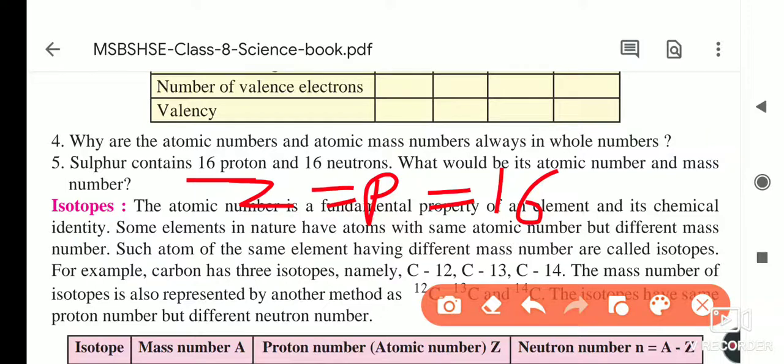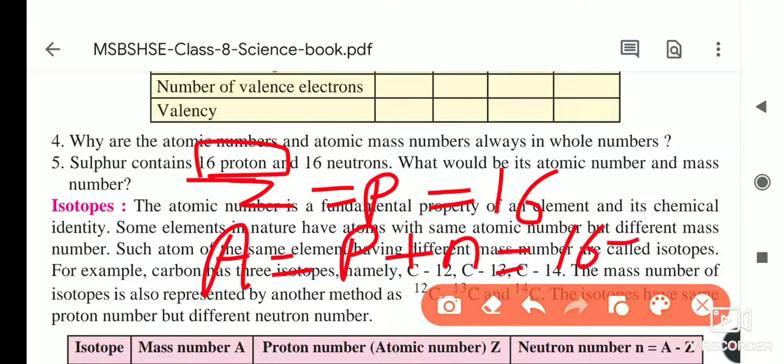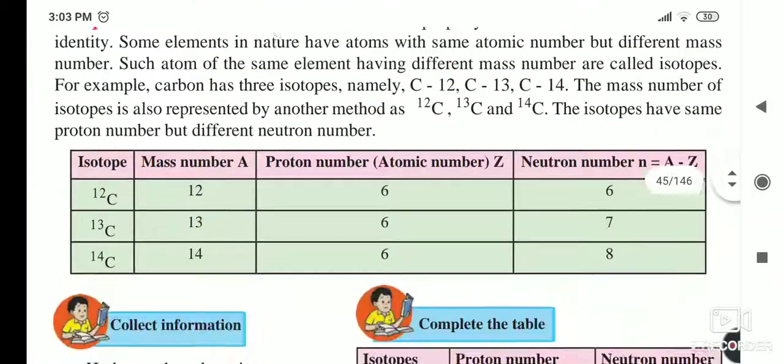So the sulfur atomic number is 16. And atomic mass is denoted by the letter A. So A is P for protons plus N for neutrons. The number of protons given is 16, plus 16 neutrons, and 16 plus 16 is 32. So in this way you can find the atomic number and mass number of any substance, if you know the formulas, very easily.